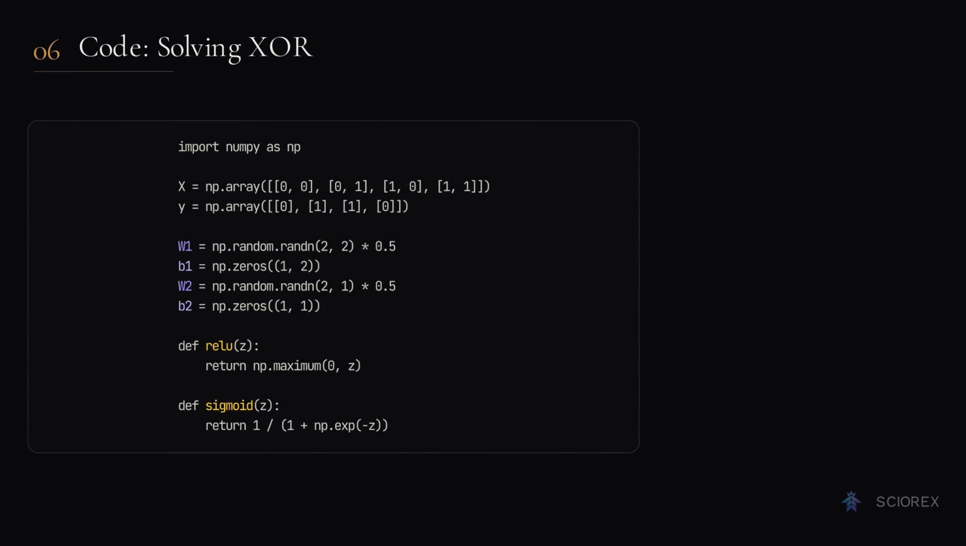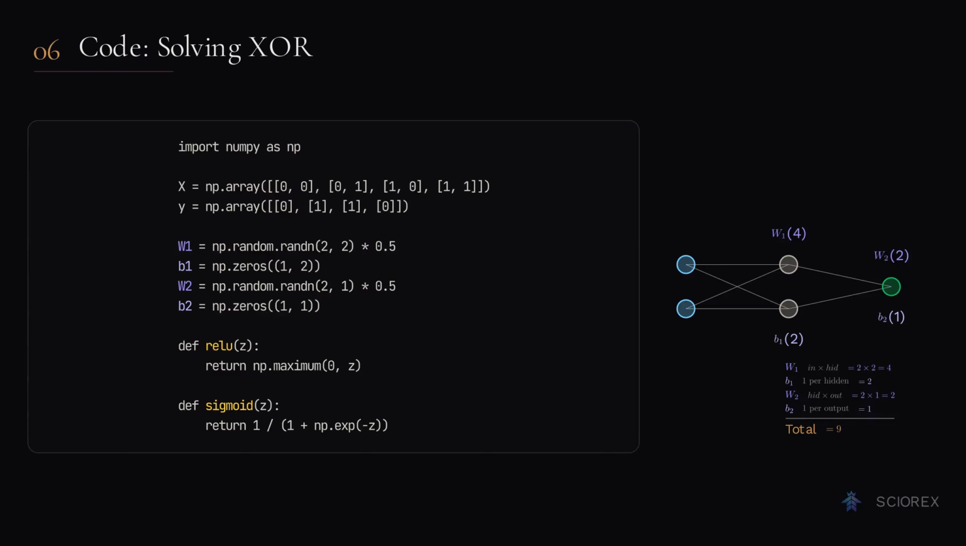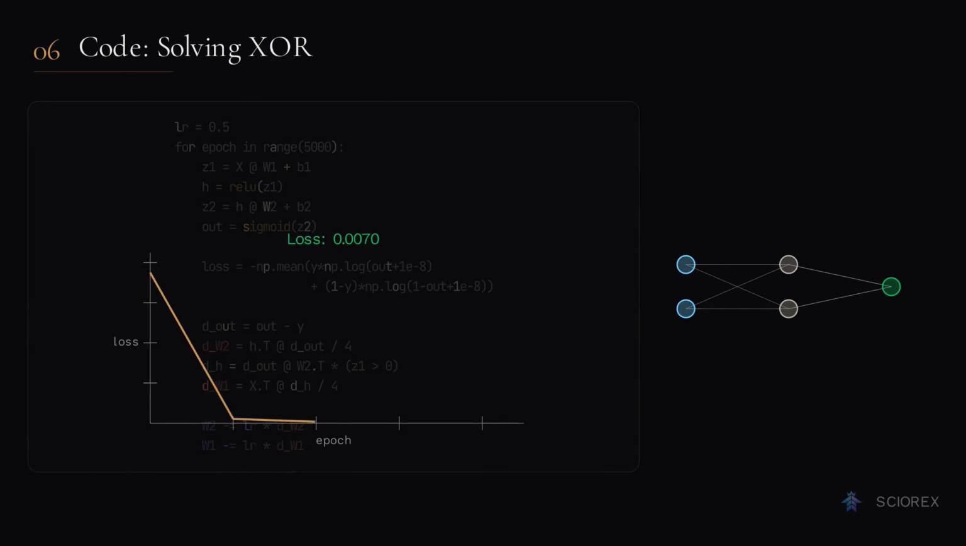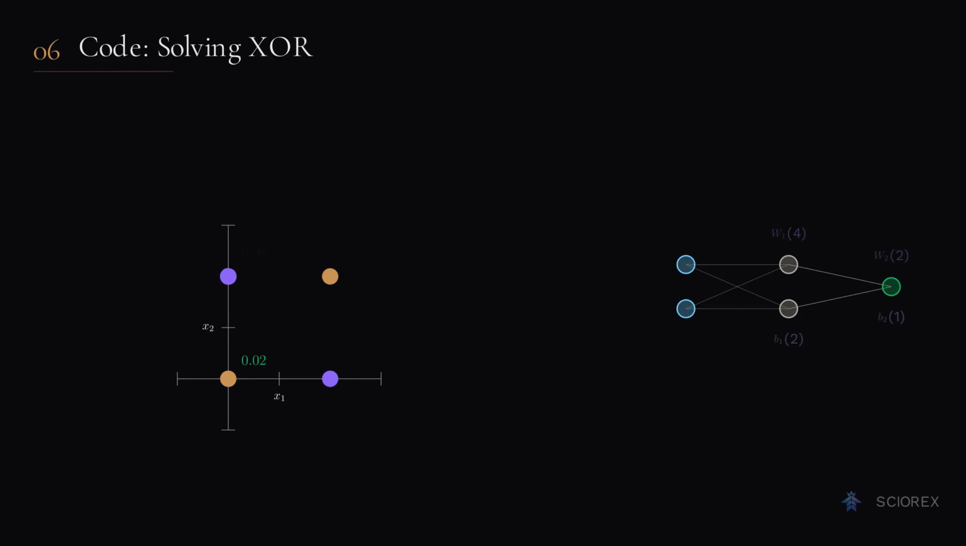Let's build a 2-layer network from scratch. No frameworks, just NumPy, and train it to solve XOR. 4 parameters in W1, 2 in B1, 2 in W2, 1 in B2, 9 parameters total. That's the whole network. Now let's train it. The loss drops from 0.75 to nearly 0. Let's check the predictions. XOR solved. A single neuron couldn't do this at all. Episode 2 proved that no line works. But 2 hidden neurons with ReLU and 1 output neuron get it right.